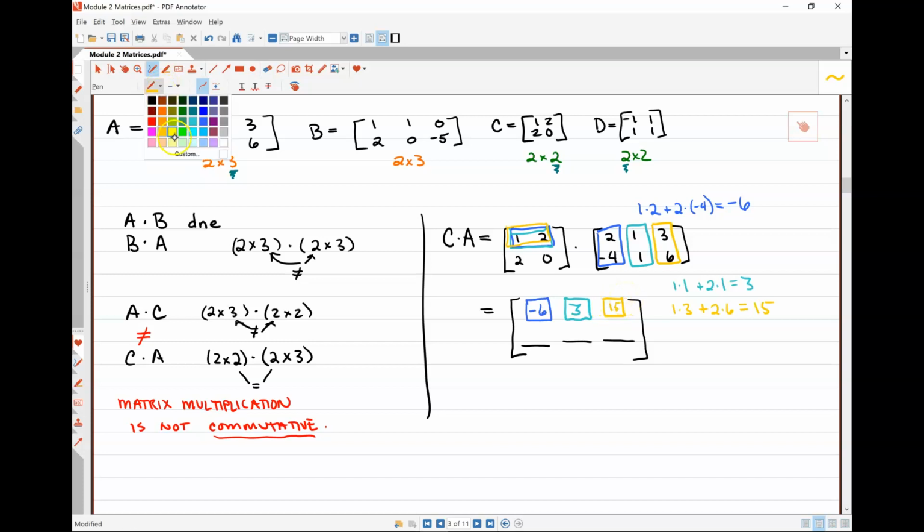And this same process works going across down here in the second row, except now I'm in the second row. So I'm going to use the second row. The second row, first column. So I'll use second row, first column, and then take the dot product. So that'll be 2 times 2 plus 0 times 4. So that'll be 4.